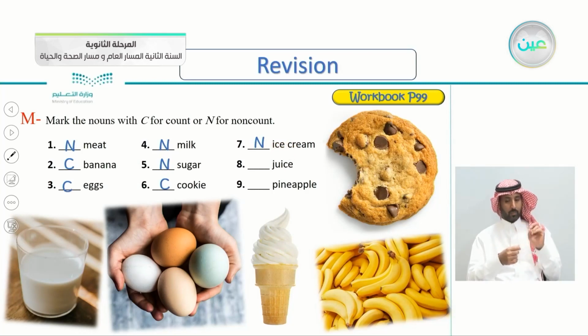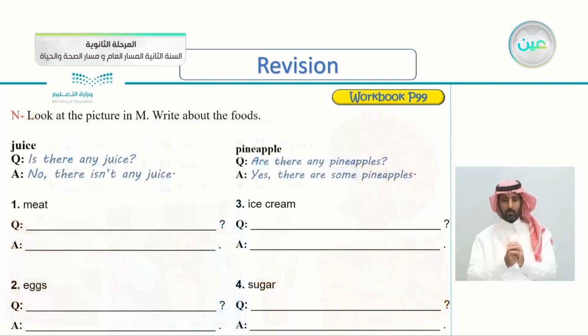You can't count it. What about juice? Juice, of course, you can't count it, just like the milk. All liquids, you can't count them, but you can count the container they're put in, a glass, and so on. What about the final one? Pineapple. So pineapple is, of course, countable. 1 pineapple, 2 pineapples, and so on.